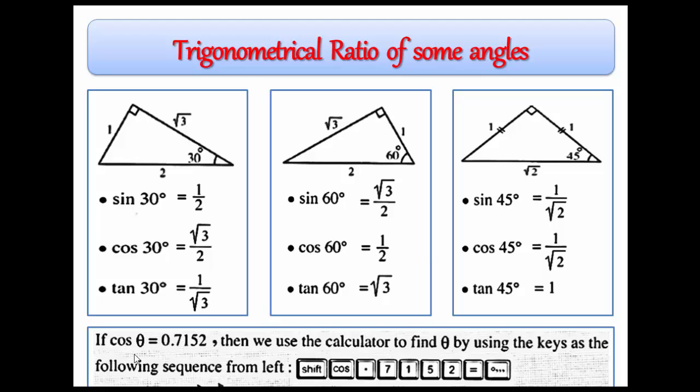Remark. If cosine theta equals 0.7152, then we use the calculator to find theta by using the keys in the following sequence from left: Shift, cosine, 0.7152, equals, and this number. Then theta equals 45 degrees, 20 minutes, and 25 seconds.